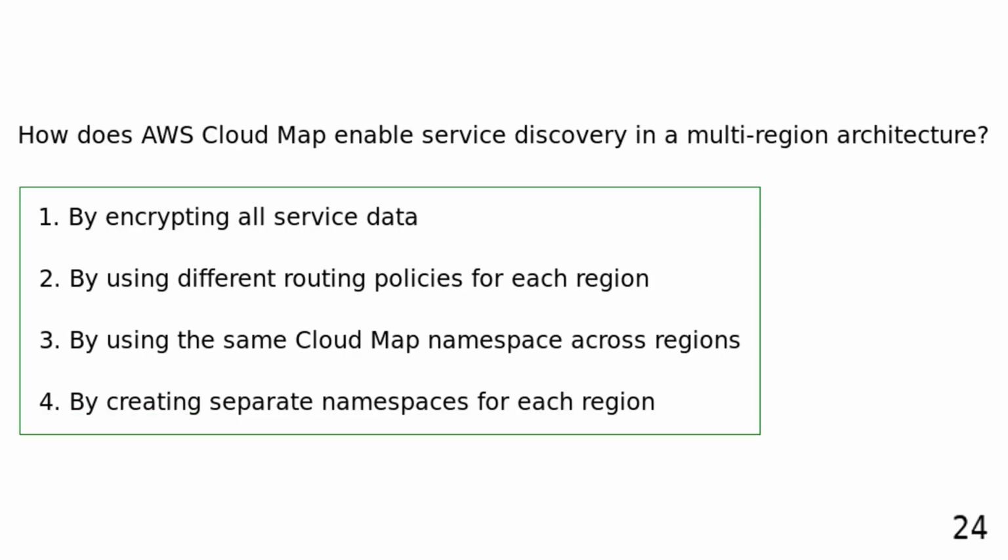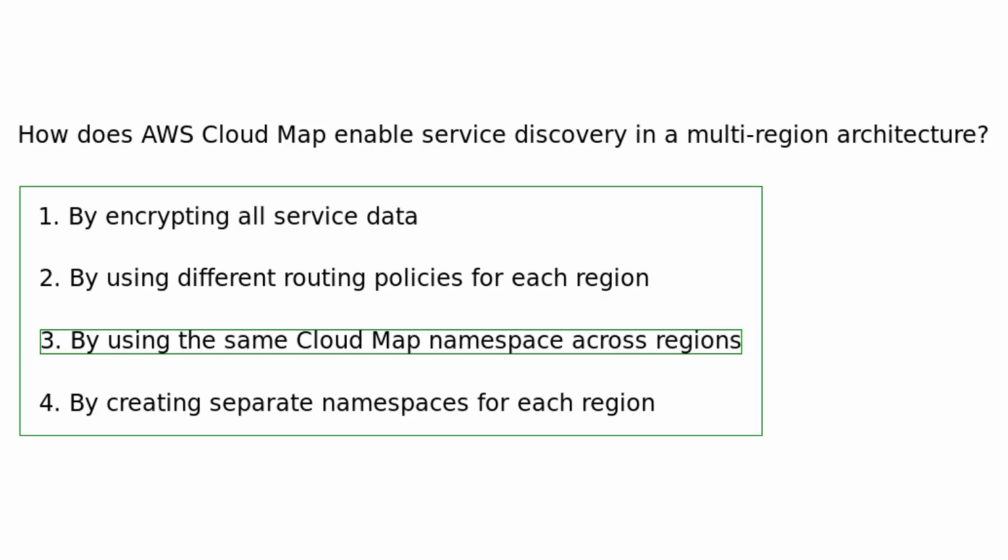How does AWS Cloud Map enable service discovery in a multi-region architecture? By encrypting all service data. By using different routing policies for each region. By using the same Cloud Map namespace across regions. By creating separate namespaces for each region. AWS Cloud Map enables service discovery in a multi-region architecture by allowing you to use the same Cloud Map namespace across regions, simplifying service discovery and management.